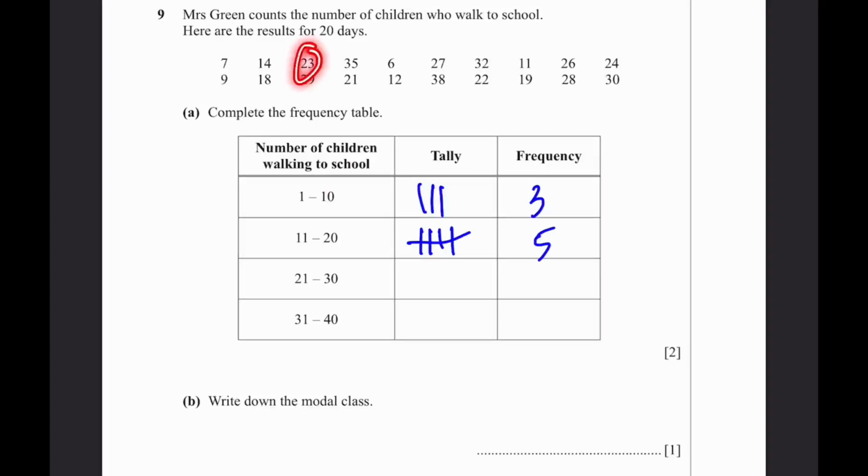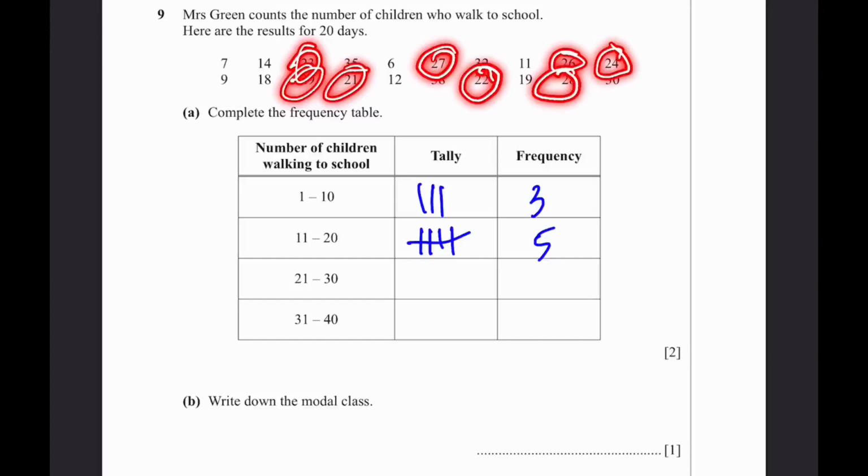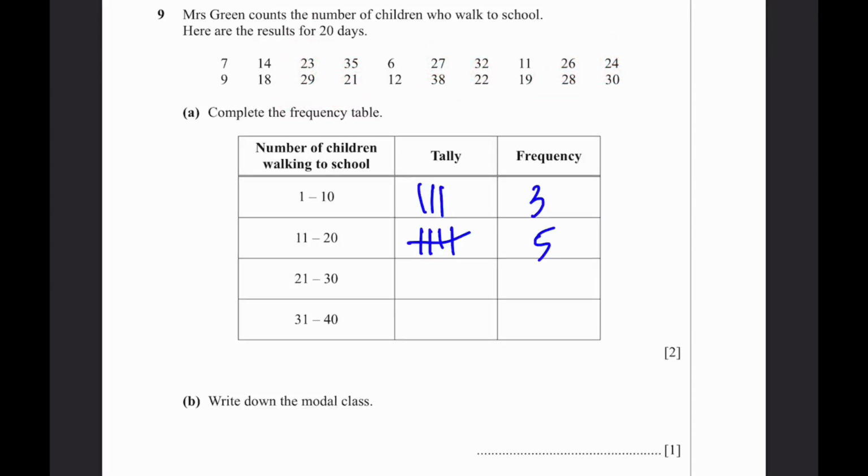21 to 30. 1, 2, 3, 4, 5, 6, 7, 8, 9. So the 9, let's go here. So tally, we have this 9 for frequency. 31 to 40, we have 1, 2, and 3. So the tally is again 3, frequency is the same.